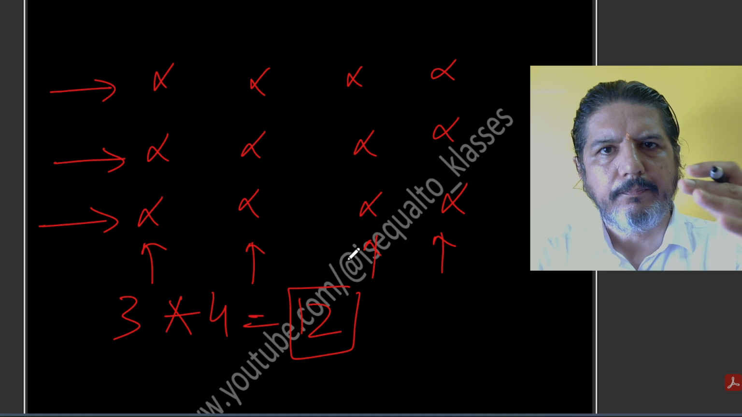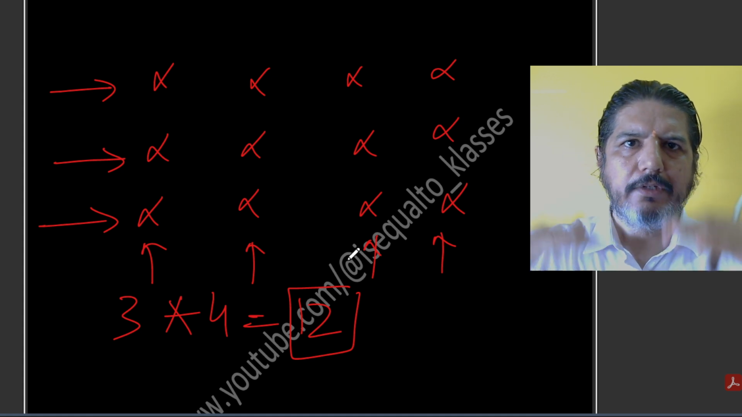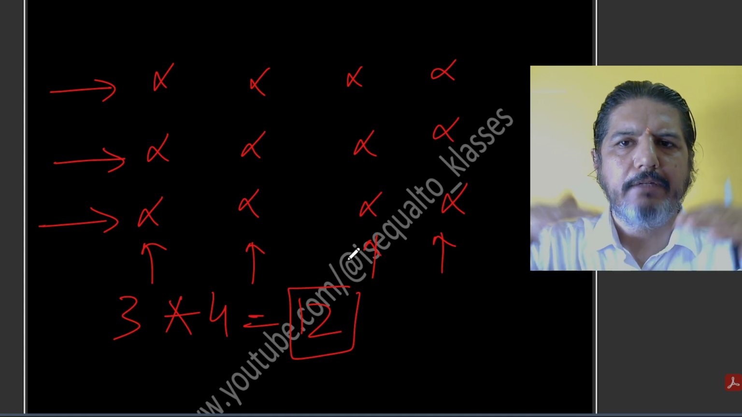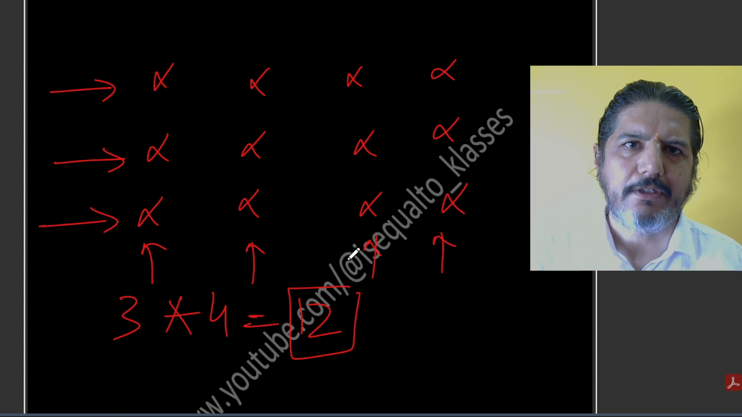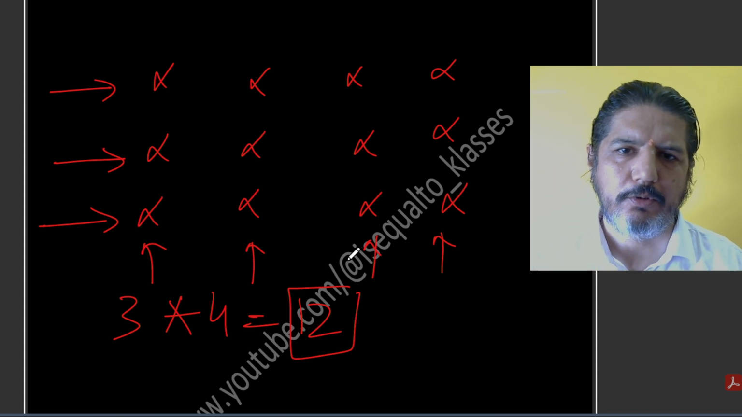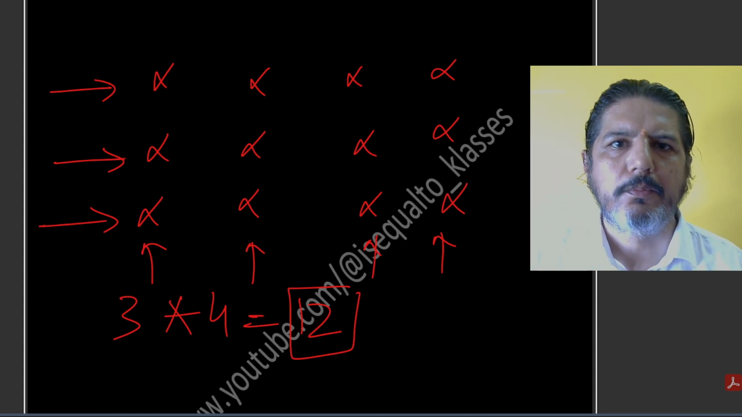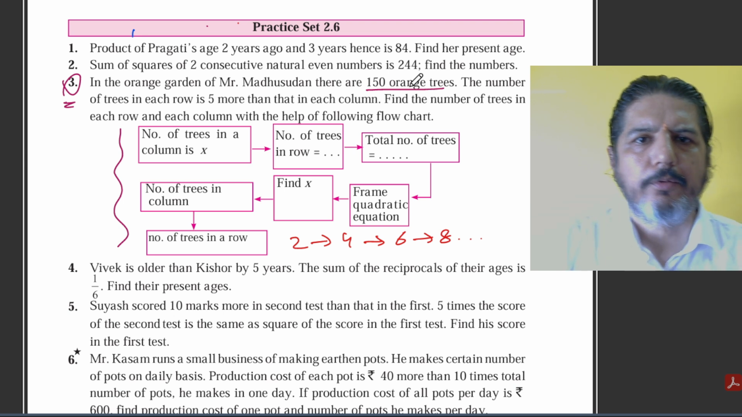So what are rows and columns? I hope you have understood. If you are given rows and columns, how do you find the number of trees? I hope that you have also understood that. Now let's look at the question again.